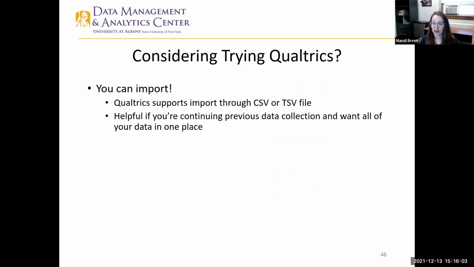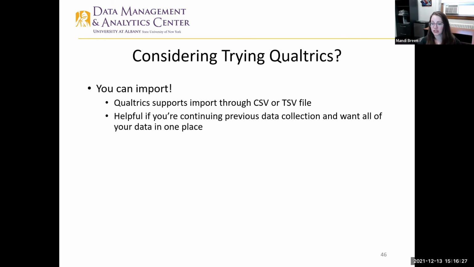So are you considering trying Qualtrics? A thing to know if you're going to is that you can import data into Qualtrics. So if you're already doing a survey or have done it previously and want to run a second iteration of it, you can put that into Qualtrics, import your existing data, and that way it's all in one place when you collect your new data. You can just export it all at the same time.